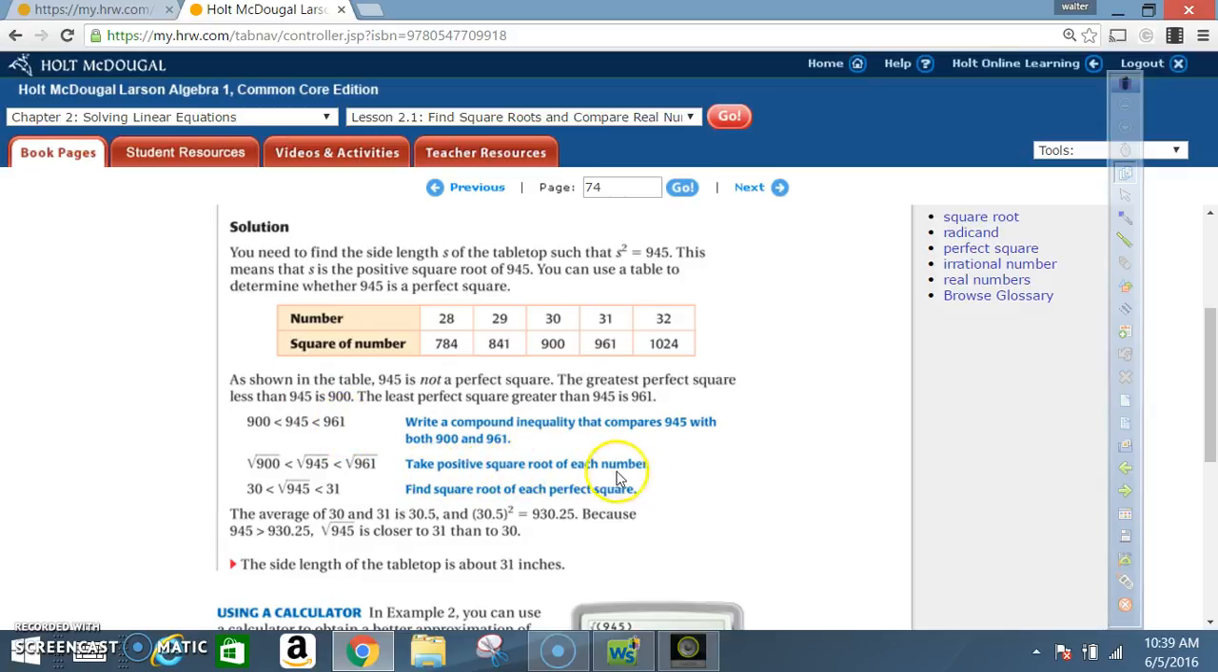Take the positive square root of each number. The square root of 900 is 30. We know that from the table. The square root of 961 is 31. We also know that from the table. So we know that the square root of 945 is somewhere between 30 and 31. The average of 30 and 31 is 30.5, and 30.5 squared is equal to 930.25. Because 945 is greater than 930.25, the square root of 945 is closer to 31 than to 30. The side length of the tabletop is about 31 inches.